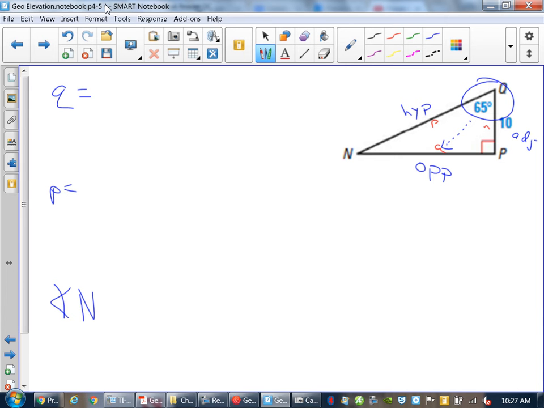So how do I find an opposite knowing an adjacent? Tangent. The tangent of 65 is little q over 10. How do you get it by itself? Press some buttons in the calculator, always round to two decimal places, and you get your opposite side.